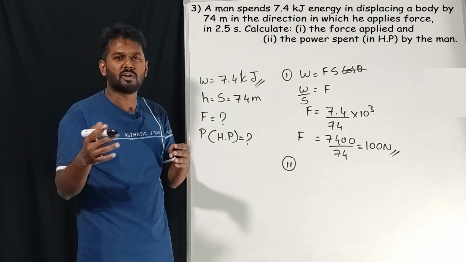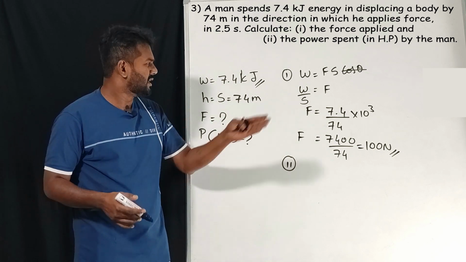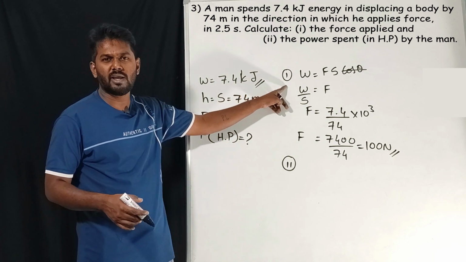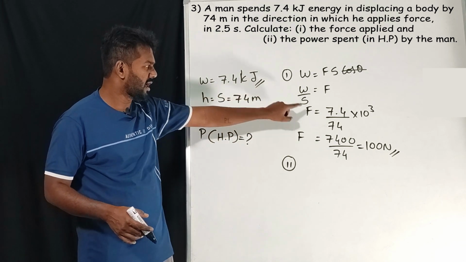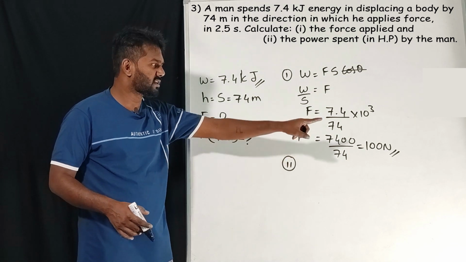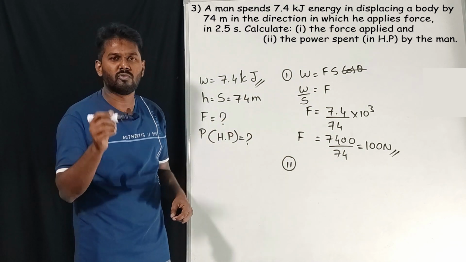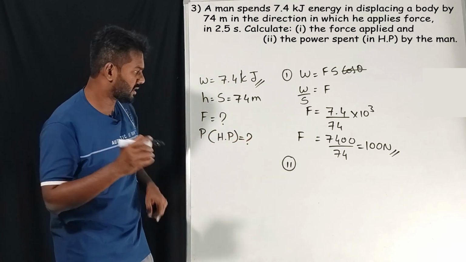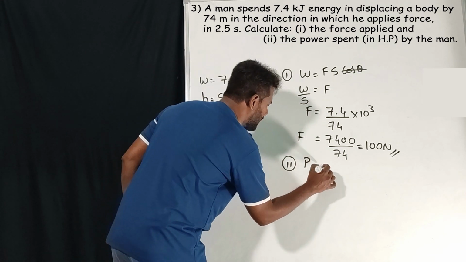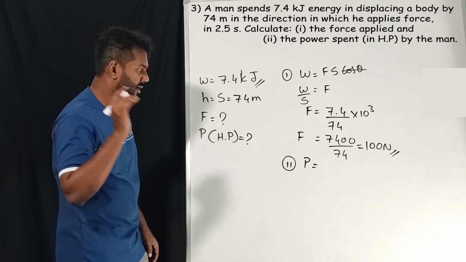See, don't worry about it. It is not a controversial thing to talk. Just write the formula, and formula should be in full form. Once you write the formula, substitute the values, get the answer with a proper unit. Once you get that, write the conclusion. Therefore, force applied is 100 Newton. That's it. Next, first we will find the power, then we will convert into HP.